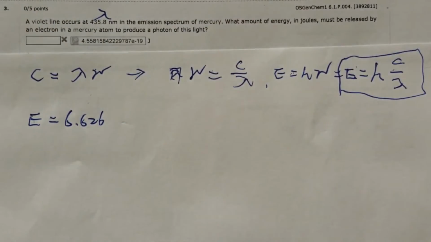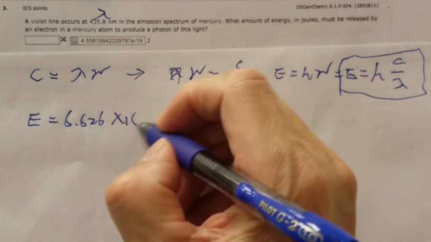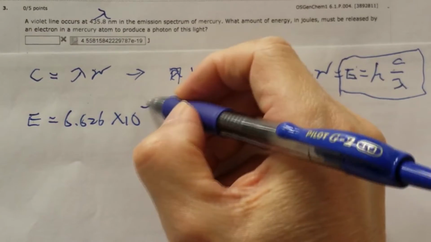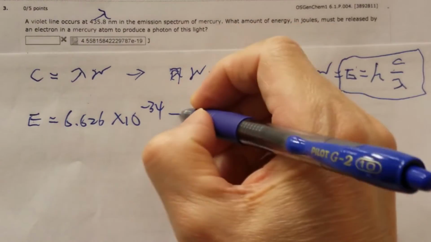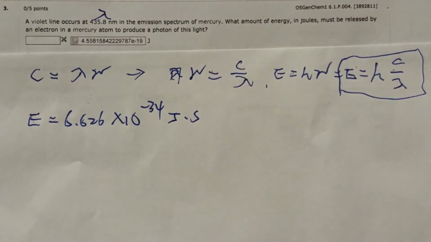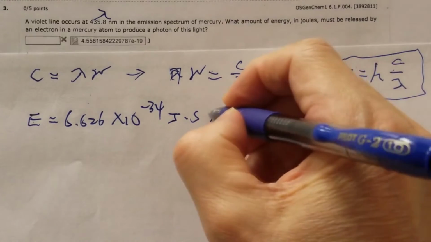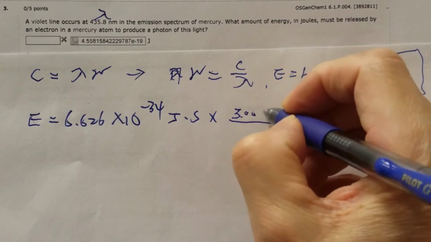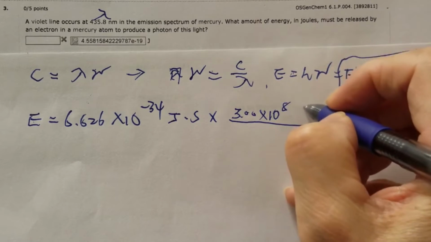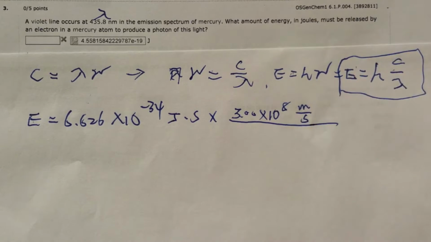6.626 times 10 to the negative 34th joule second. And now, what is C? 3 times 10 to the 8th meter per second.